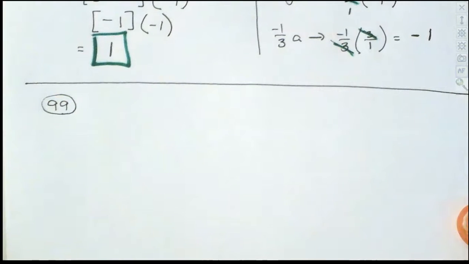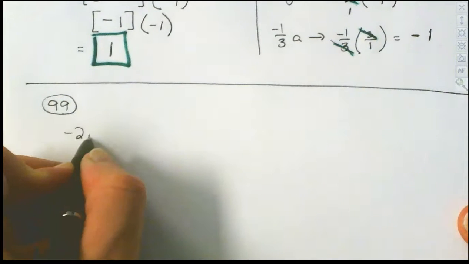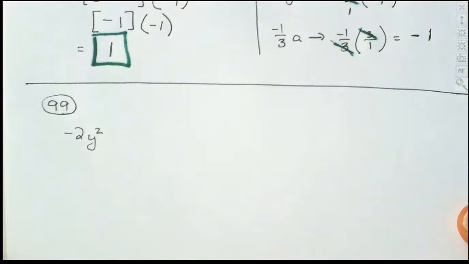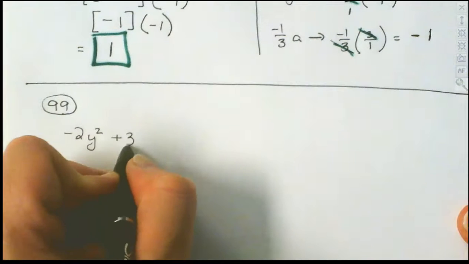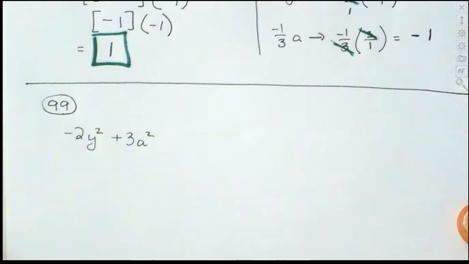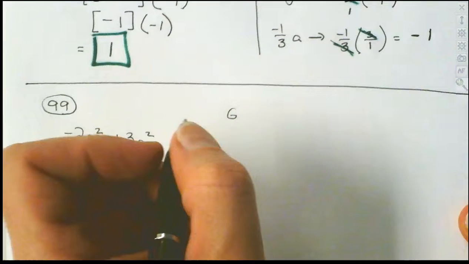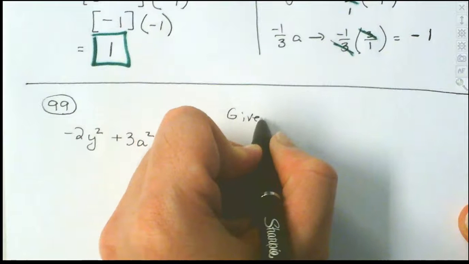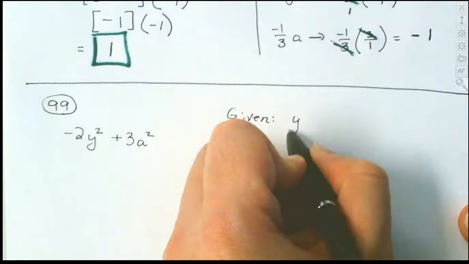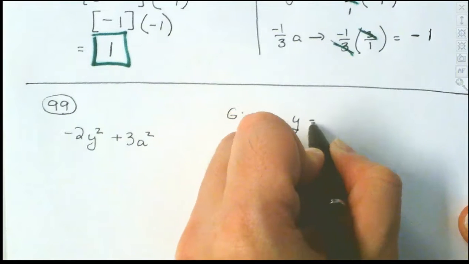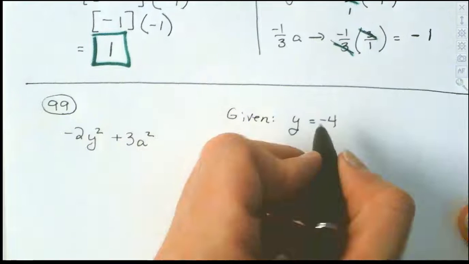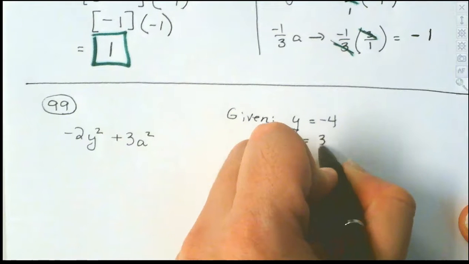So for question 99, we have a minus 2y squared plus 3a squared. And what happens with this one is students make a mistake with the sign. So we need a's and y's. I'm not even going to write down the x. I'm just going to use the y and the a. So we're going to be given the following. We're going to be given y is a negative 4, and a is a 3.